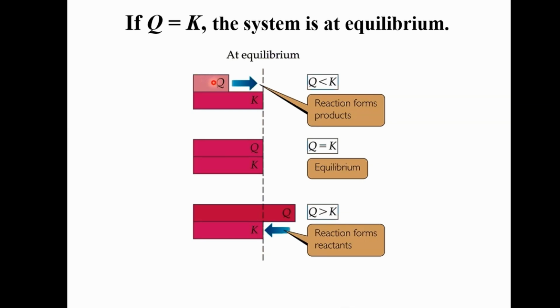So here we plug in some numbers and we get a number that is less than K. That means this thing needs to form more products. And we know the reaction is going to move in the forward direction, from left to right. If we plug in our numbers and our calculator spits out the same number that K is, we know that Q equals K, and that we're at equilibrium. So here, if Q is bigger, we know that the reaction is going to shift to the left, we like to say. Shift to the left.